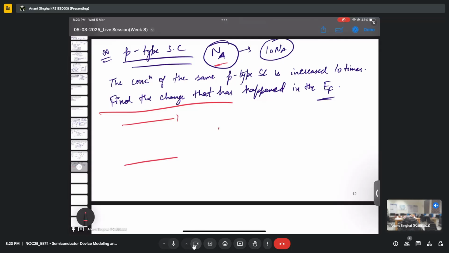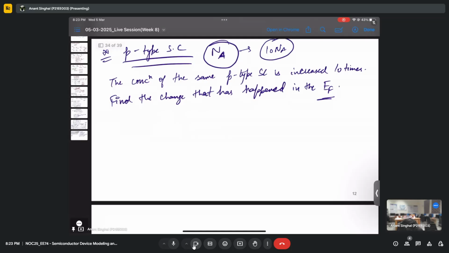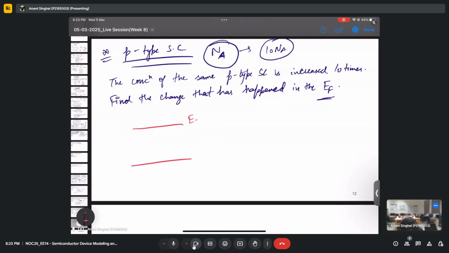So let's say EC, EV. Since this is a P type, let's say EF was here and we have increased the doping to 10 times, so it will move closer to EV, right? So this is EF, and this is now EF dash. So this difference we need to calculate. EF dash minus EF will be something negative.